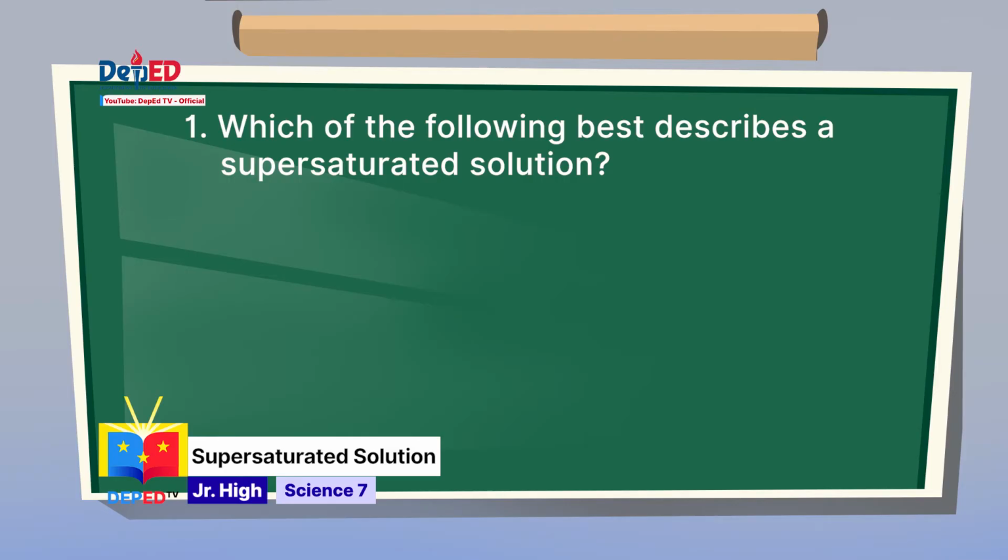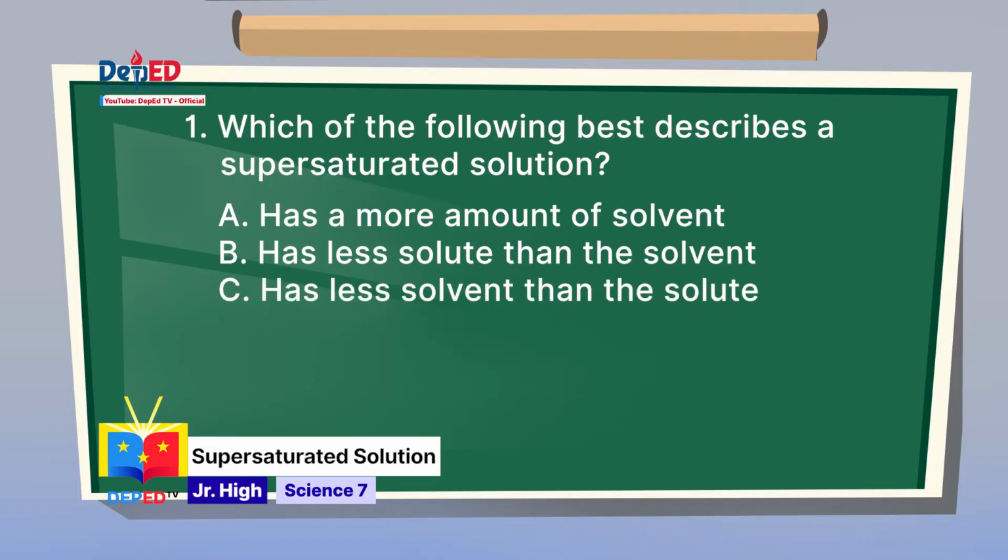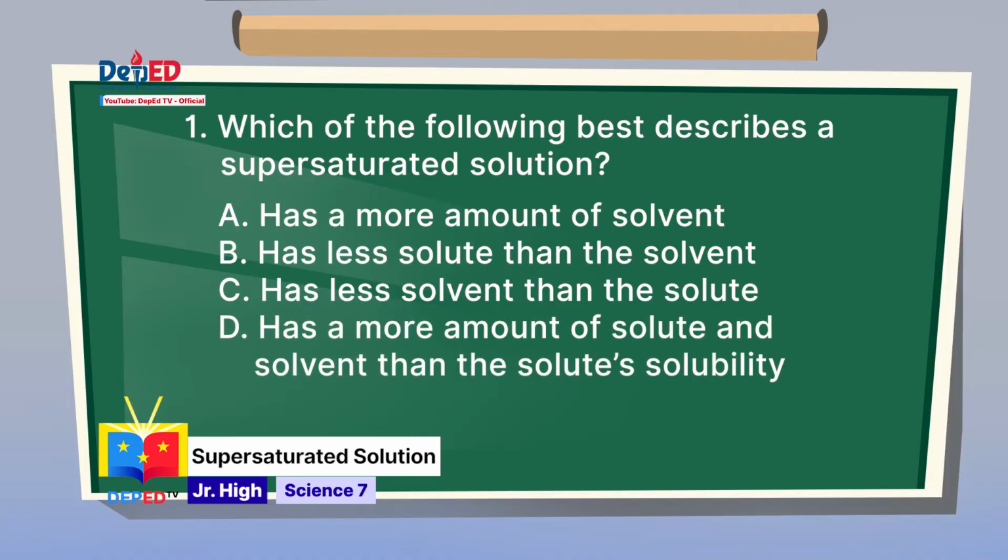Number 1. Which of the following best describes a supersaturated solution? A. Has a more amount of solvent. B. Has less solute than the solvent. C. Has less solvent than the solute. D. Has a more amount of solute and solvent than the solute's solubility.